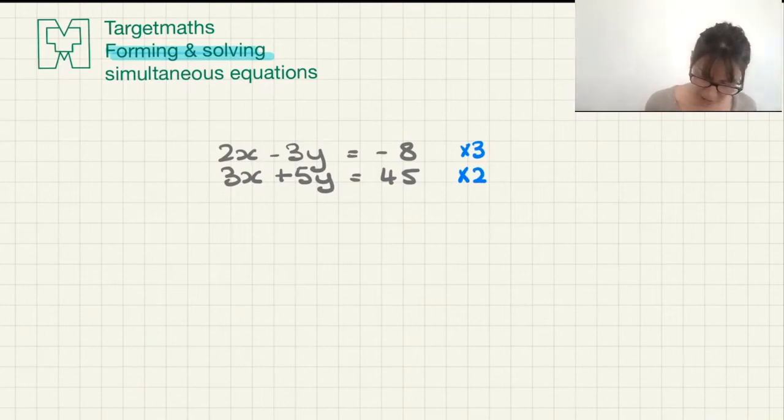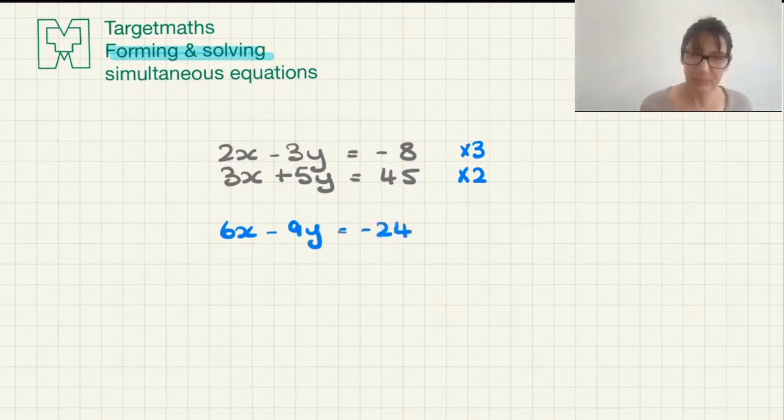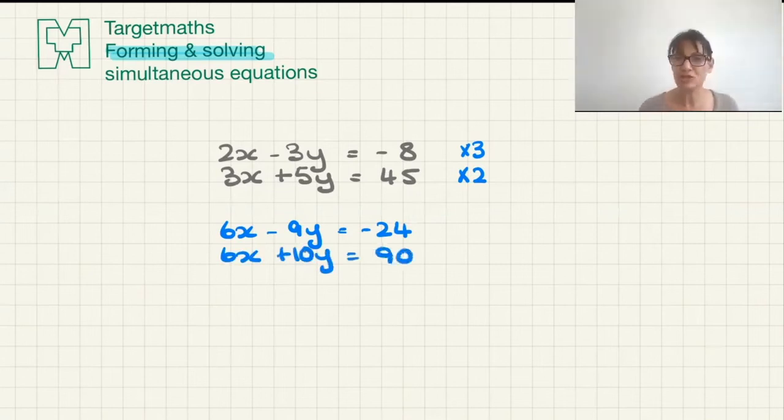So I've got 2 times 3, that's going to be 6x minus 9y equaling minus 24. Really important that I multiply every single term in my simultaneous equation so that I can keep everything equivalent. If I only do it to 1, then I've changed the question. The bottom one is going to give me the 6x, and then plus 10y equaling 90. So that sorts out my initial problem where the first term isn't matching.